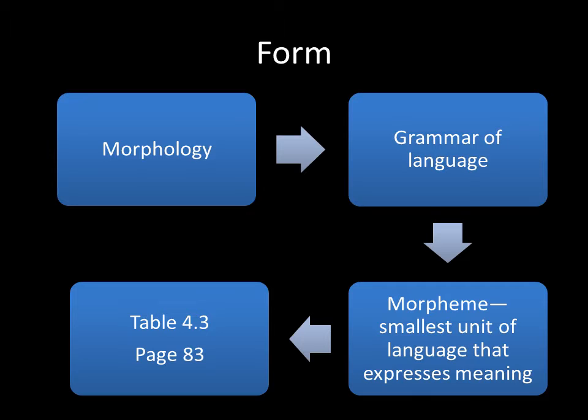When a child has a delayed morphological system, it affects their grammar of language. So they may be leaving off plurals or past tense. They may not know when to add ing or use prepositions or articles. This is all part of morphology.